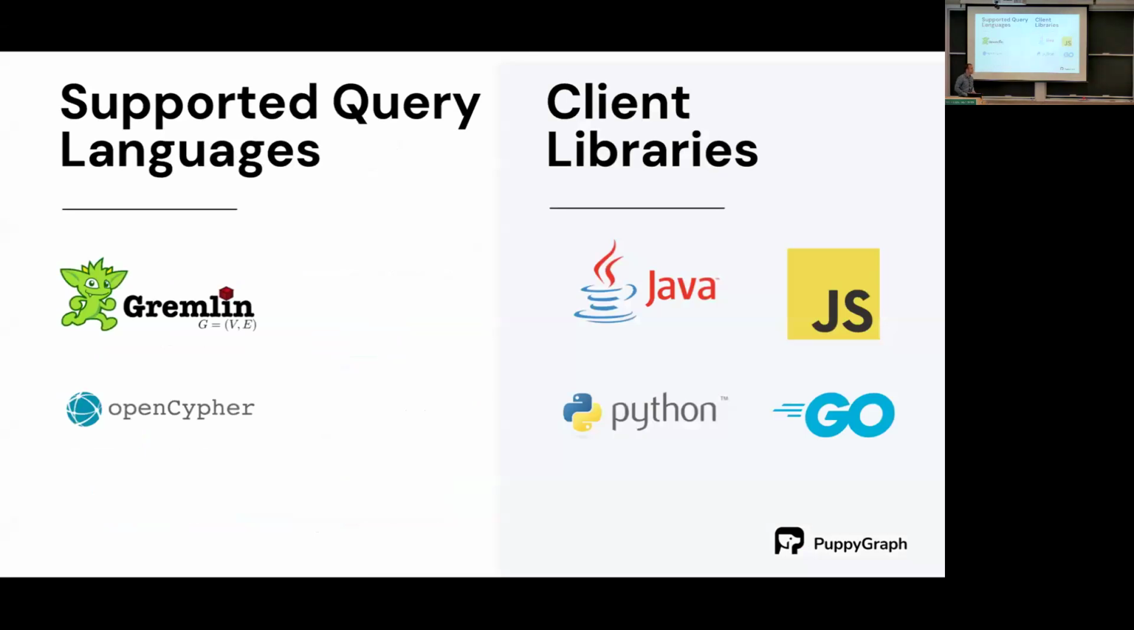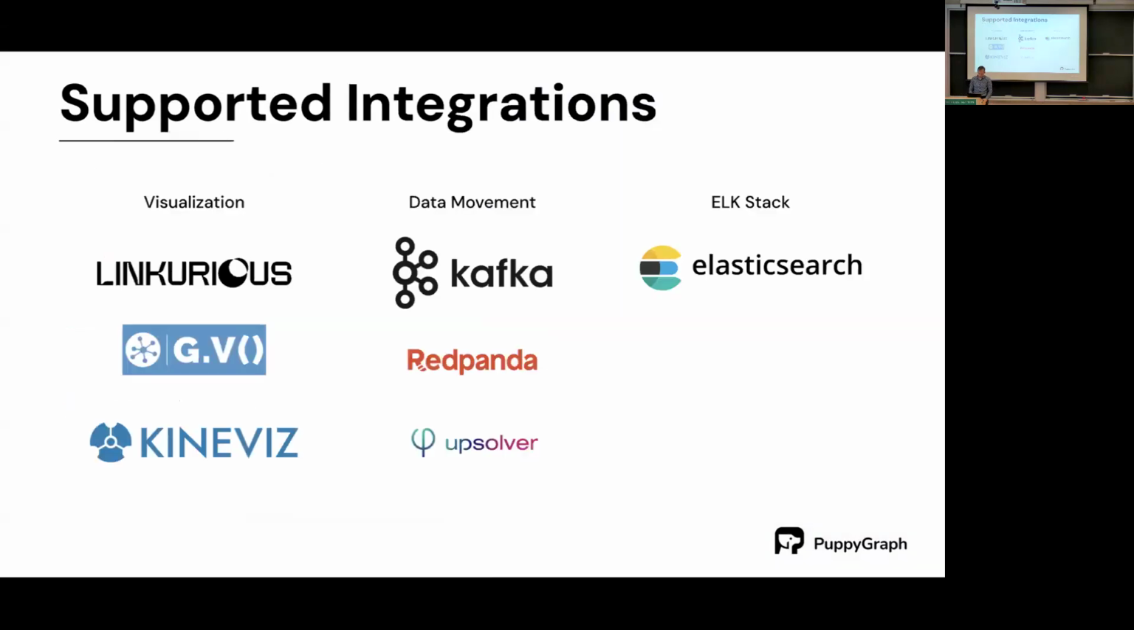So, supported query languages: we support Gremlin and openCypher. And then we also have some client libraries that you can plug in as well: Java, JavaScript, Python, and Go. And we also have some supported integrations. A lot of the time, you might want to take that graph data and move it into another platform. If you're using any of these, we can integrate with each of those too. So now you don't have to worry about having the graph storage there. You can just go ahead and deploy our solution and then link it up with some of these existing technologies if you're using them.